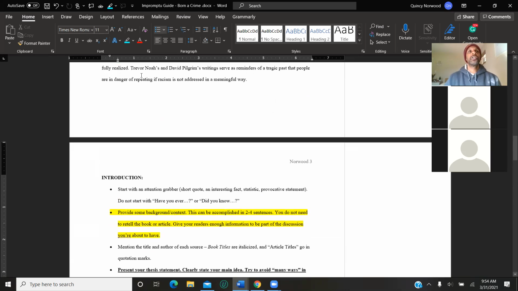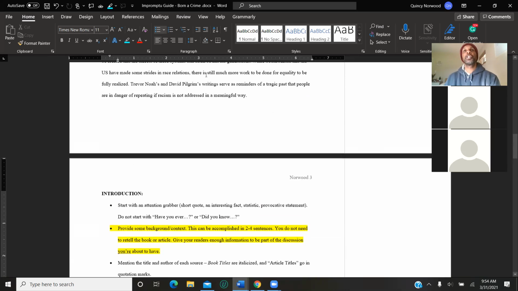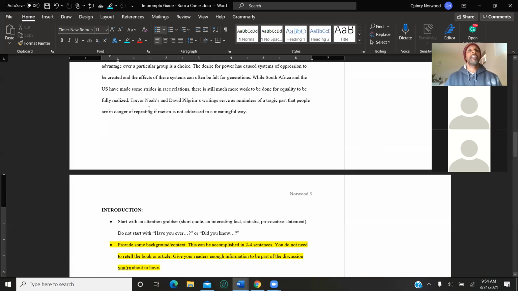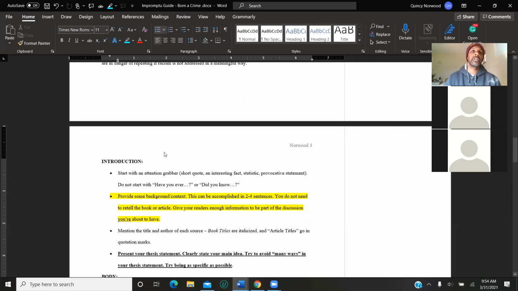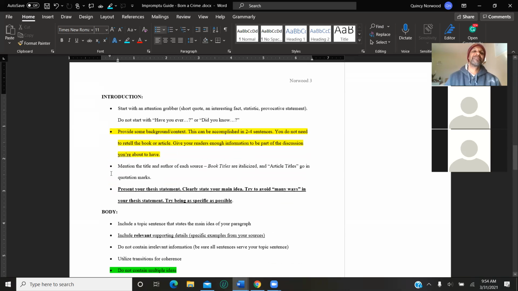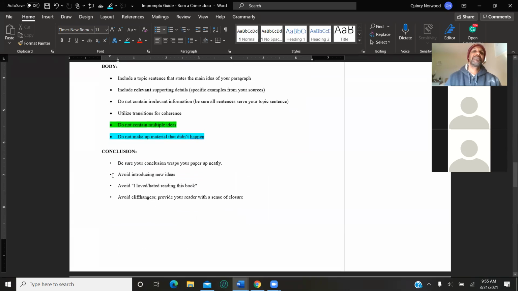Here's the last line: Trevor Noah's and David Pilgrim's writings serve as reminders of a tragic past that people are in danger of repeating if racism is not addressed in a meaningful way. So the conclusion just reiterates what you've been saying throughout your essay. It reiterates, not restates. Reiterates means you're saying it differently, but restating is when you copy and paste stuff into your conclusion.